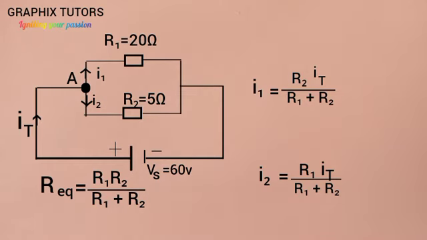The first thing you do in a circuit like this is to calculate the equivalent resistance, whether you are told or not. So we say that R equivalent, like I said earlier, is R1 R2 over R1 plus R2. R1 is 20, R2 is 5, divided by 20 plus 5. So we have 100 over 25, which is equal to 4 ohms.